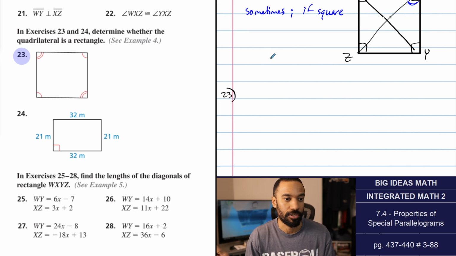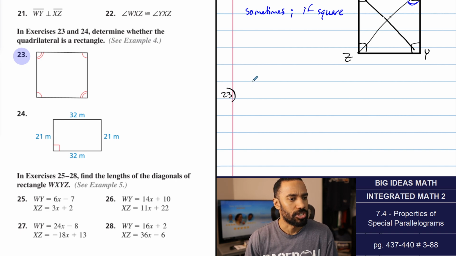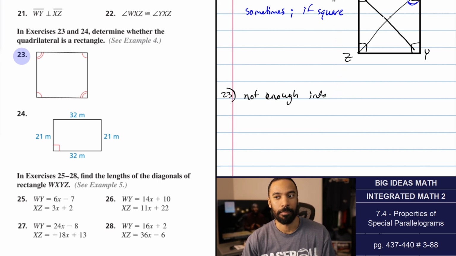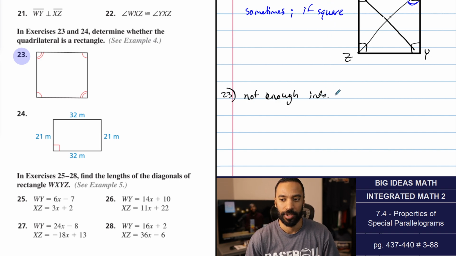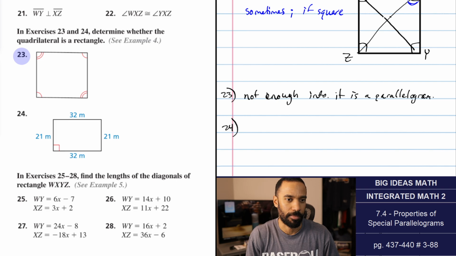Do we have congruent diagonals? Do we have any right angles here? No. So determine whether the quadrilateral is a rectangle. Not enough info. It's not saying it can't be. It's saying it doesn't must be. So not enough info. It is a parallelogram. And remember, all rectangles are parallelograms, but not all parallelograms are rectangles. That's the important bit. Number 24.